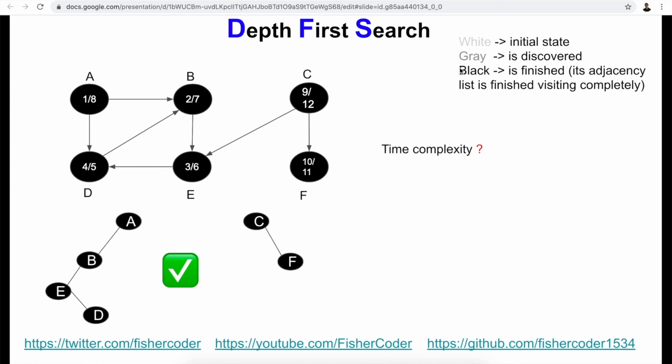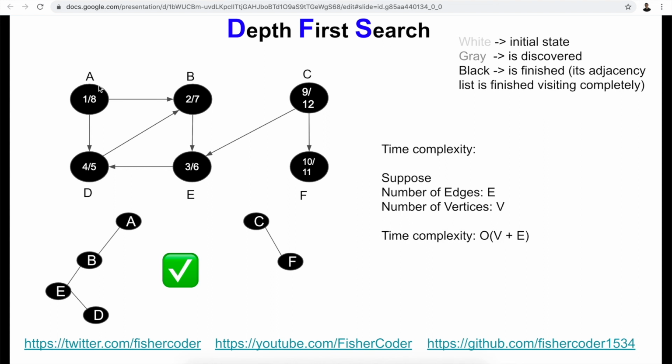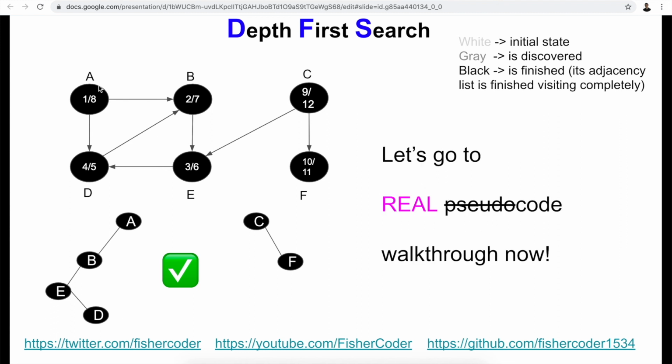Now let's think about the time complexity. Suppose the number of edges is E, and the number of vertices is the variable V. What will be the time complexity using these 2 variables? The big O notation, O(V + E). It's linear in the number of vertices plus the number of edges. If this is not clear, we'll go through the real code walkthrough right now. Then you'll completely understand the time complexity and how depth first search really works. Now let's go there.